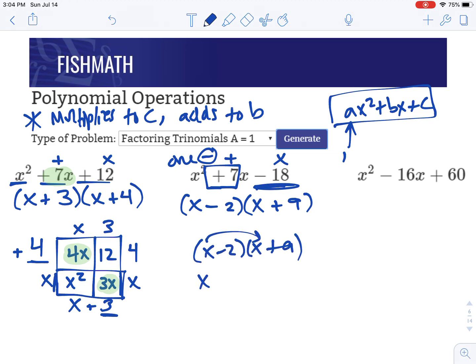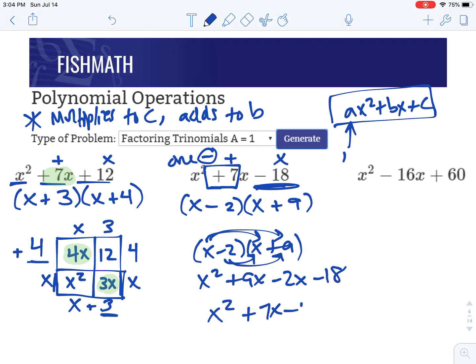x times x is x squared, x times 9 is 9x, negative 2 times x is minus 2x, negative 2 times 9 is minus 18, and there's the original, x squared plus 7x minus 18. If you switch the signs, it just wouldn't work. You'd have a negative 7x instead, because that would be negative and that would be positive. So that's how we do it when there's one negative, or when we have a product that's negative and we add to a positive.